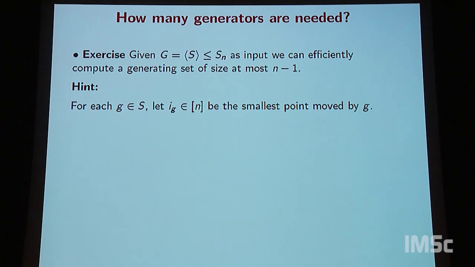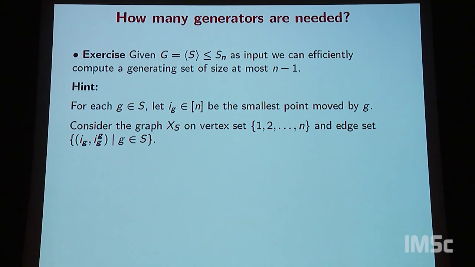You have to do some graph theory here. You have to do some combinatorics for this. Let ig be the smallest point that is moved by the group element g. It's a notation. And I draw the following graph. S is my generating set. I take the vertex set as 1 to n and edge set of all such pairs, ig comma the image of ig under g. Undirected graph.